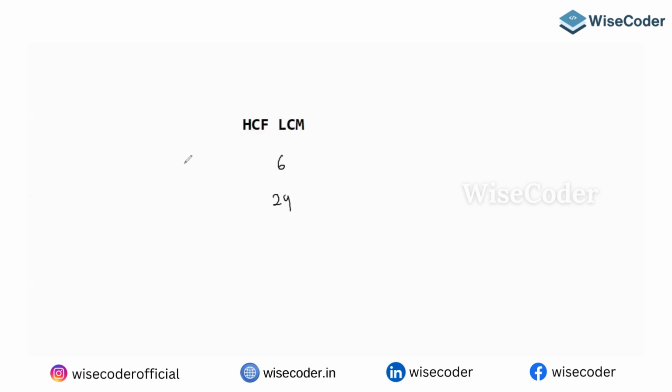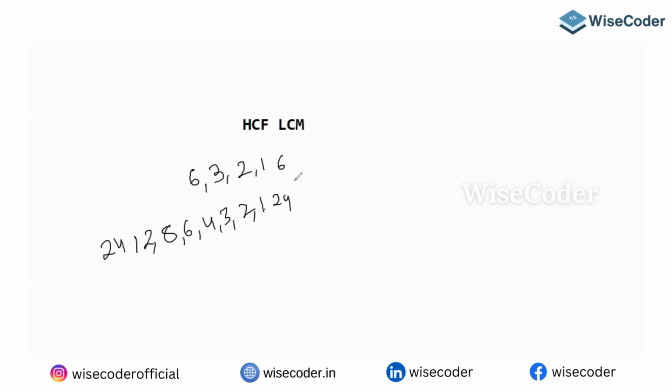What are the factors of 6? 1 is a factor? Yes. 2 is a factor? Yes. 3 is a factor? Yes. 4 is a factor? No. 5 is a factor? No. 6 is a factor? Yes. But 24. 1 is a factor? Yes. 2? Yes. 3? Yes. 4? Of course, yes. 5? No. 6? Yes. 7? No. 8? Yes. 9? No. 10? No. 11? No. 12 is a factor? Yes. After 12, 24 is a factor.